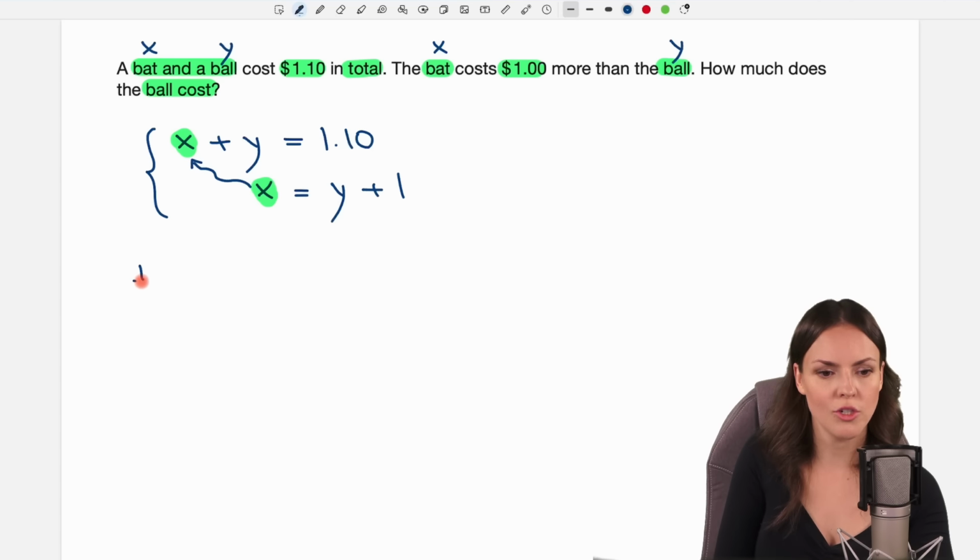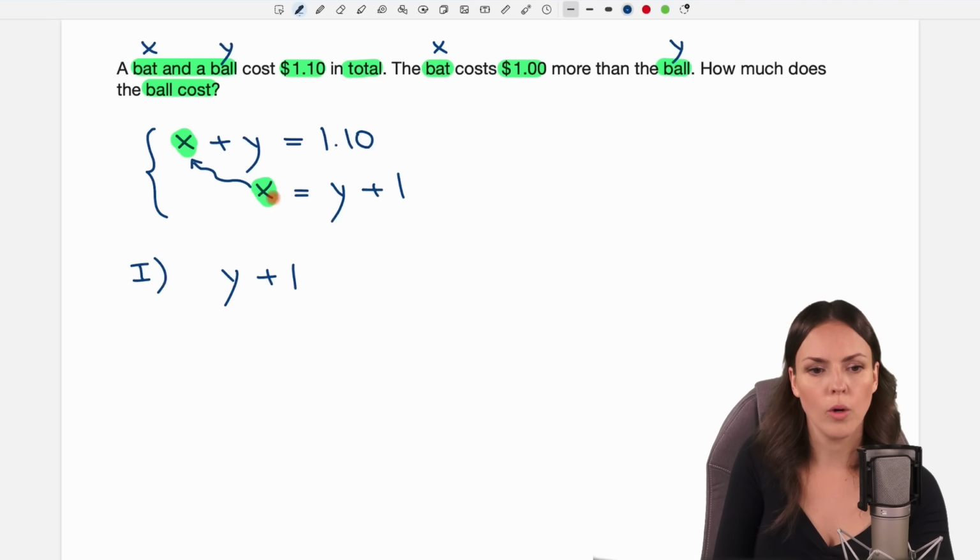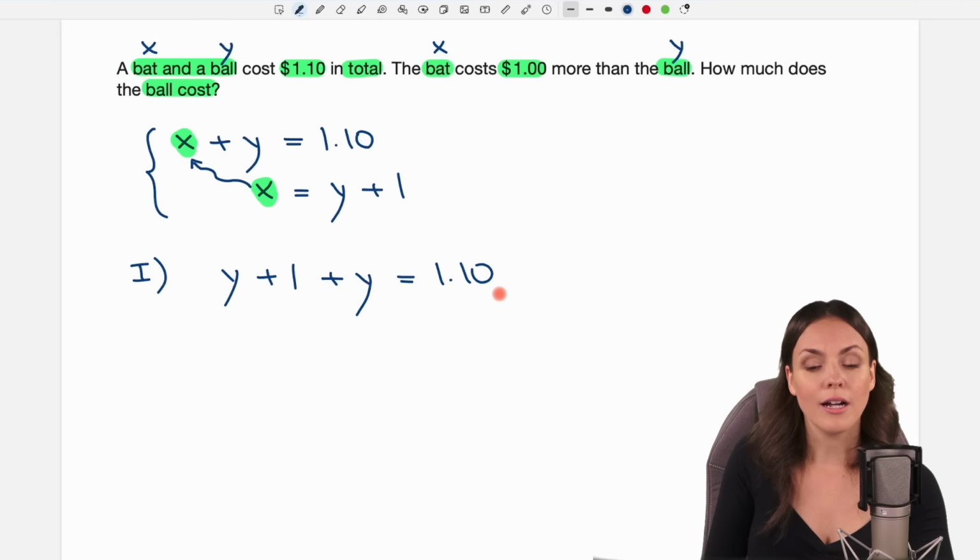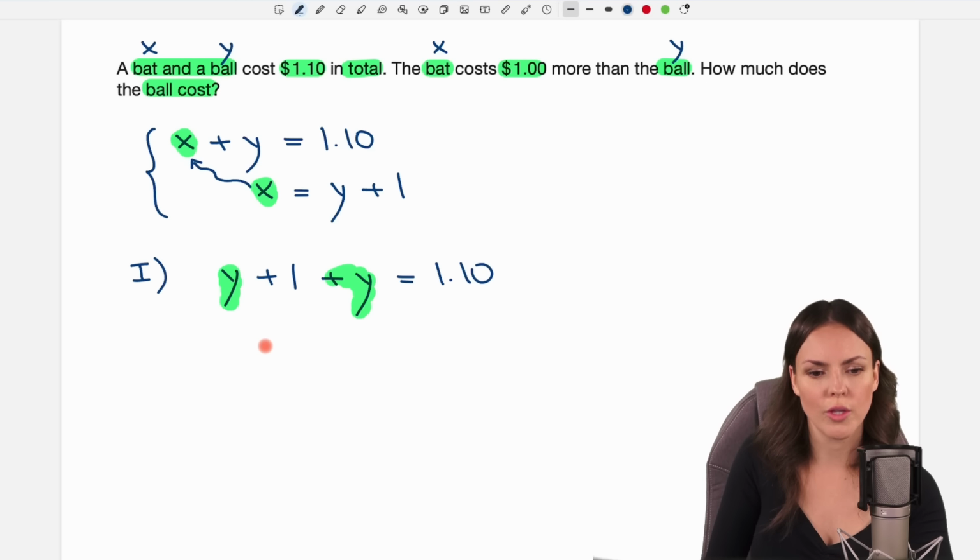So in my first equation, instead of X, I will write down Y plus 1. So I have Y plus 1 here, and then I write down the rest of the equation, so my plus Y, and on the right side I have my 1.10. And now I only have to solve this equation for Y. Let's simplify the left side a little bit by adding these two, so that I have 2Y plus my 1 on the left side, and on the other side I have my 1.10.